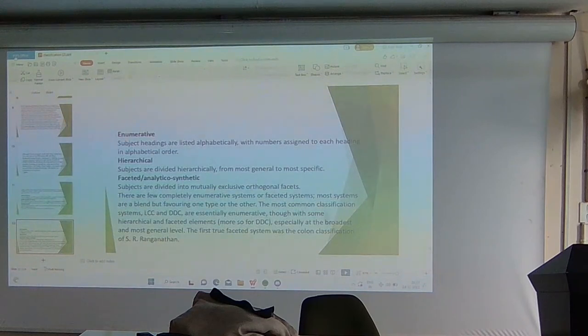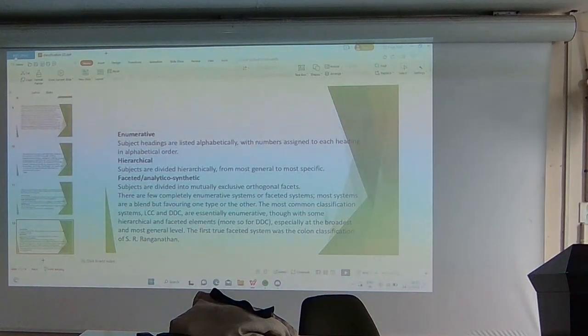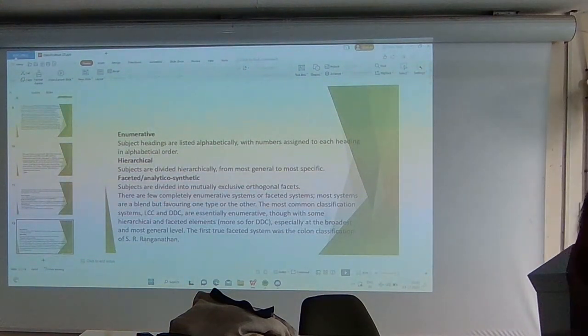Okay, so here is the hierarchical, that is subjects are divided hierarchically from most general to most specific. समझ में आया? Most general मतलब एक particular area जैसे हिस्ट्री, या बायोलॉजी, या संस्कृत या हिंदी। अब हिंदी में भी आपने हिंदी में रख दी किताबें, आपके पास 100 किताबें हैं, and then from 100 किताबों में से कालिदास के ऊपर कितनी किताबें हैं, right? महाभारत में कितनी है, रामायण में कितनी है, so that would be the specific. स्पेसिफिक से आपका जनरल से मोस्ट स्पेसिफिक आ गया। Got it?